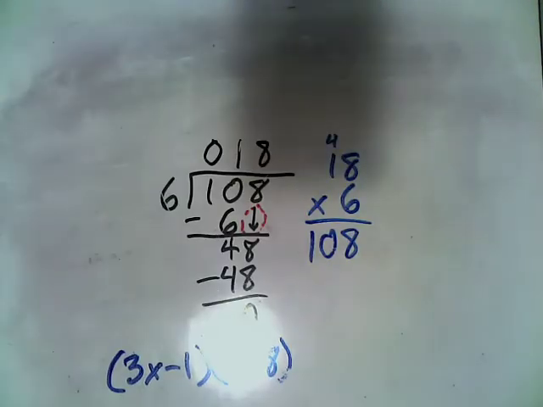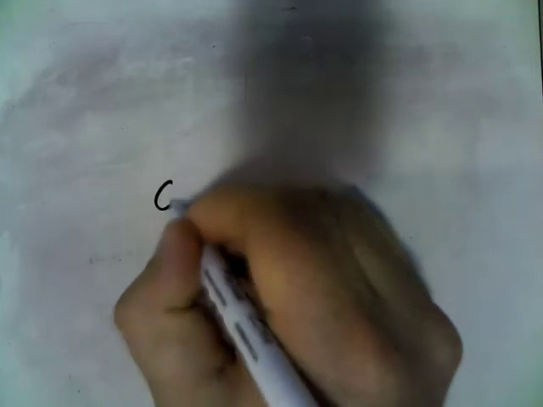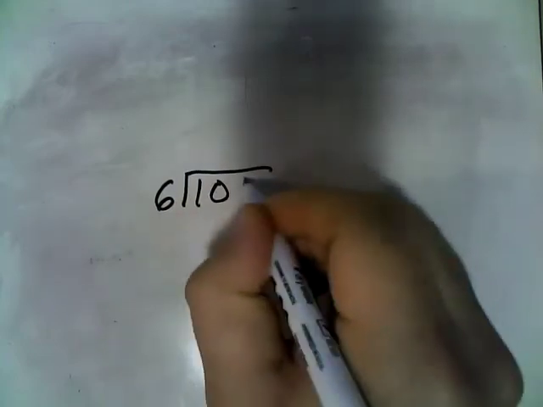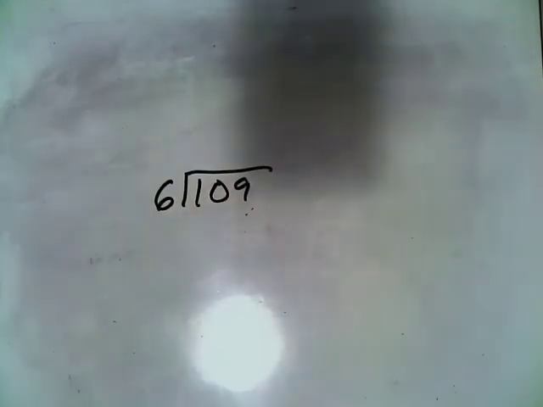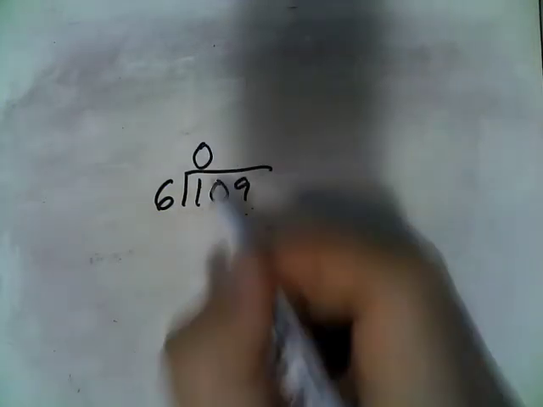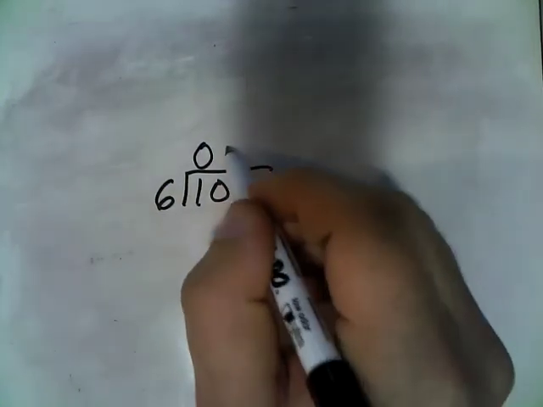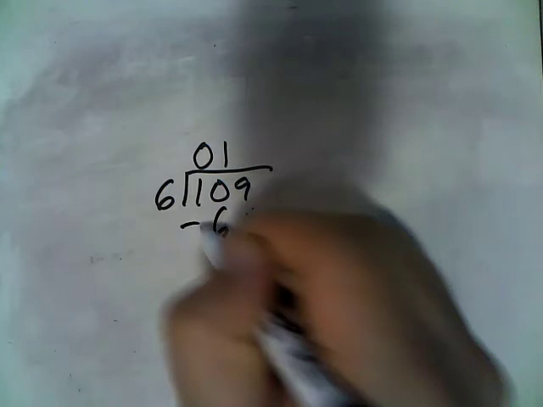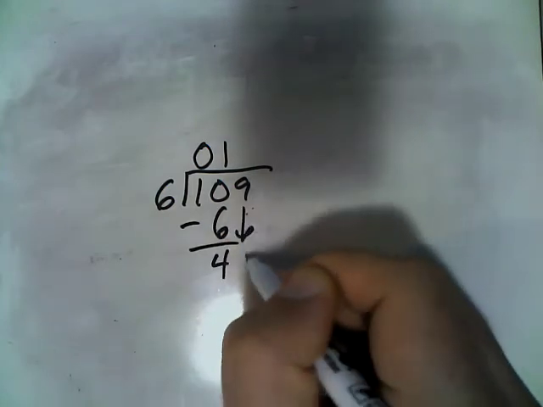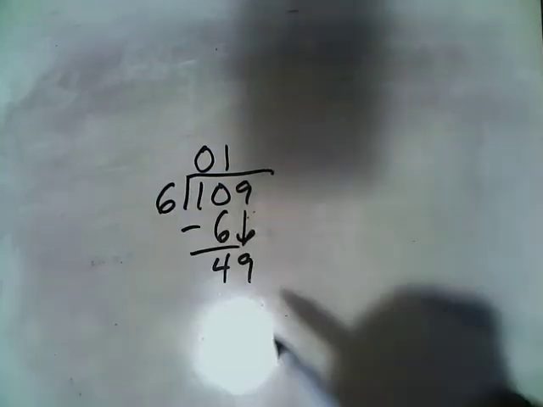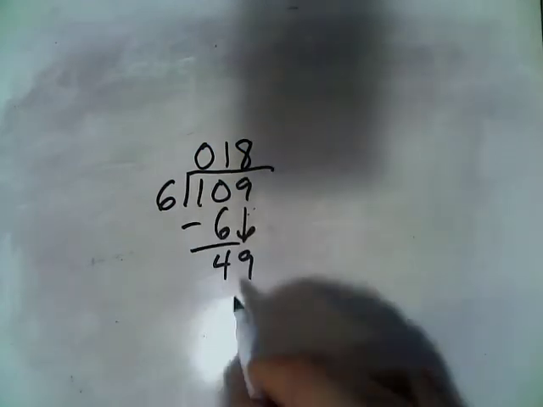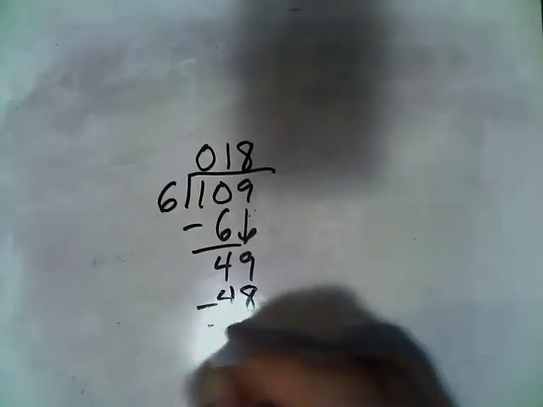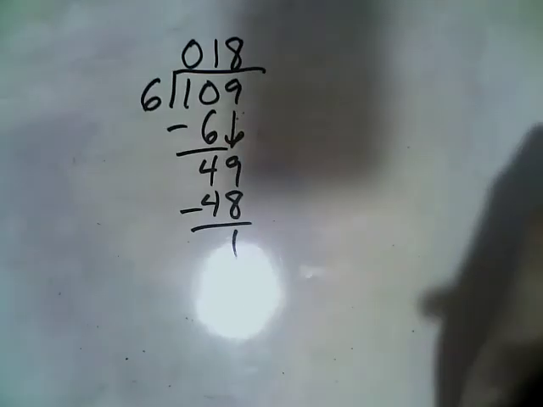Now, if we were to go back and quickly redo this problem, just slightly modified, 6 does not go into 1, but 6 goes into 10 once. Subtract, I get 4, bring down my 9. 6 goes into 49 then 8 times. 6 times 8 is 48. Subtract, I have 1. And my bright spot there is right on top of that.